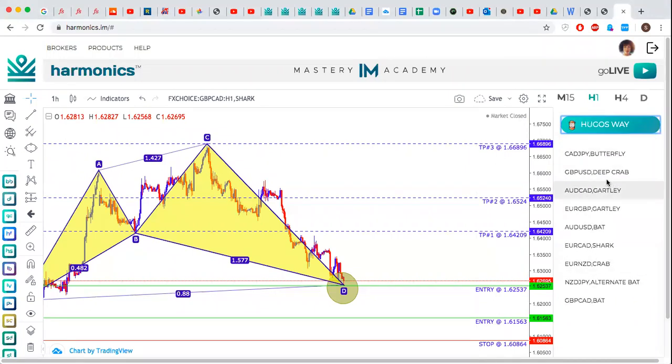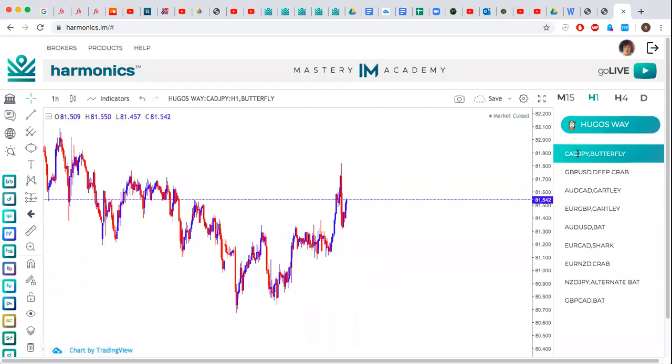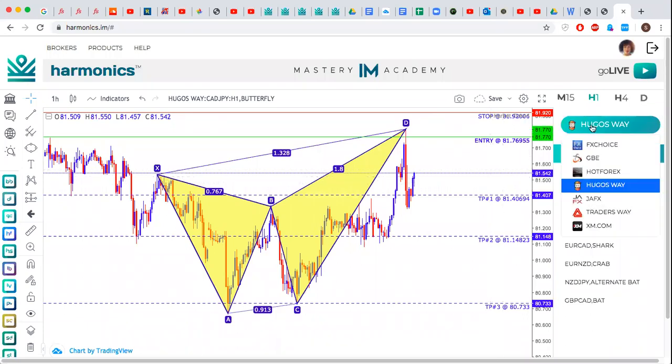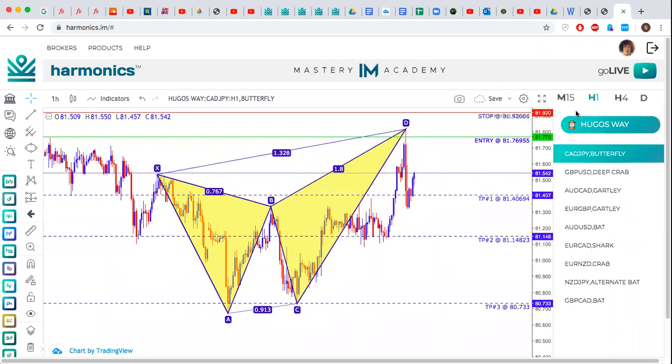So it shows me the patterns on the Hugo's Way broker, so that I know those are the same numbers. Let's click on this, for example. So now I know this one is from the Hugo's Way broker, so I know the numbers on here are going to be the same as on my MT4 app since I'm using the Hugo's Way broker. Same if you use Trader's Way, or any other. I would highly recommend that, because every broker has slight differences in price. So thank you, Stacy, for putting that out there.